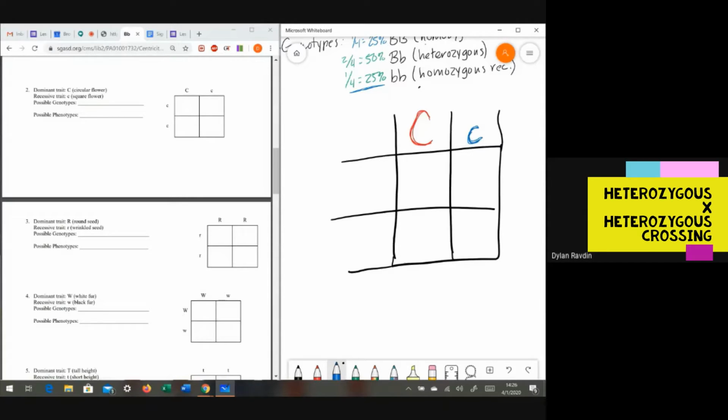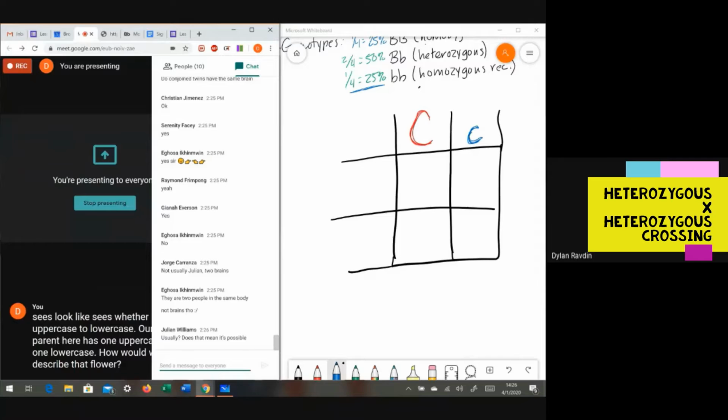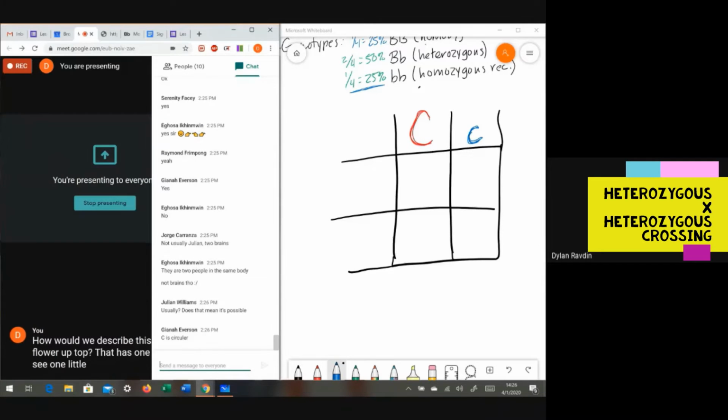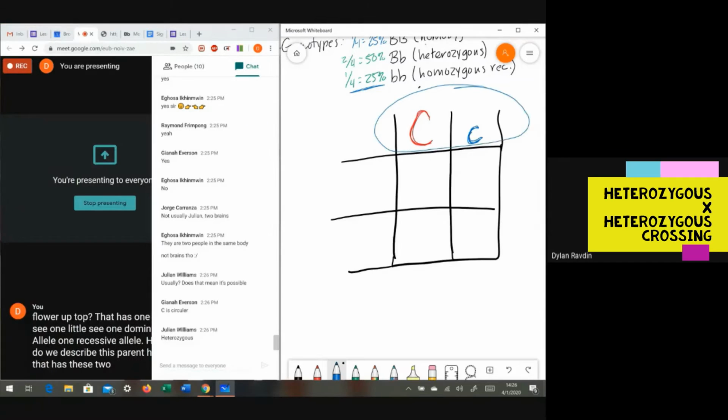Our first parent here has one uppercase, one lowercase. How would we describe that flower? How would we describe this flower up top that has one big C, one little c? One dominant allele, one recessive allele. How would we describe this parent here that has these two alleles? Heterozygous. Very nice, Julian.